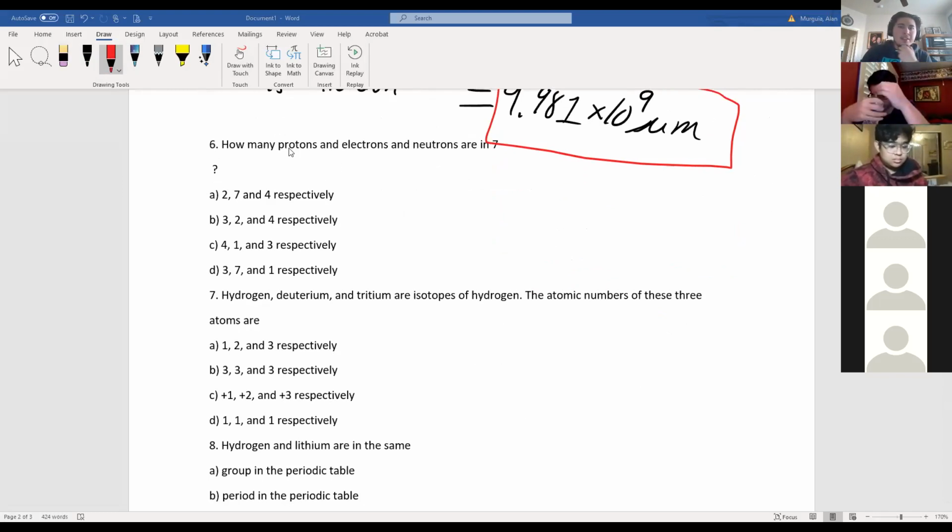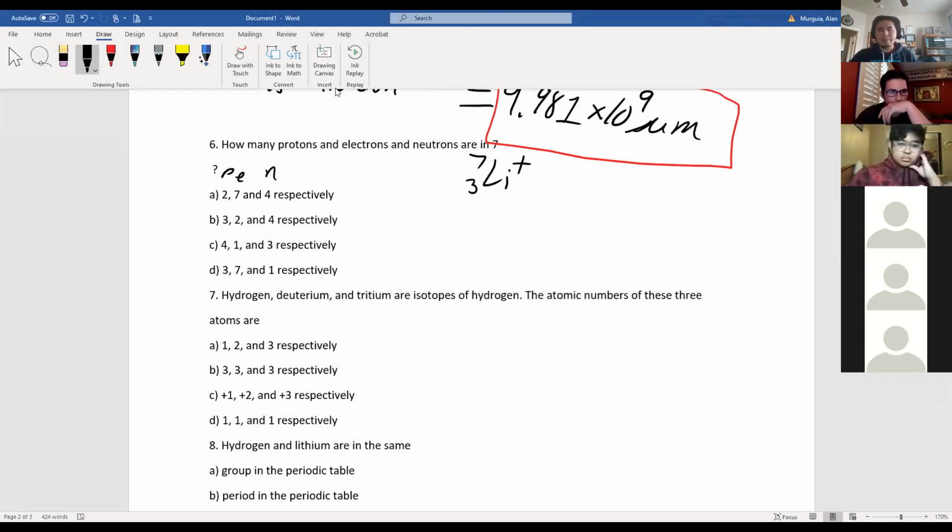Sorry about that. So for number 6, how many protons and electrons are in 7? Did I copy this right? Number 6. Oh, I see. So it's asking us how many protons and electrons are in lithium 7 ion. So going in order, we'll go from proton to electron to neutron. And this is an ion right here because it has the plus sign. It's denoted by a charge.